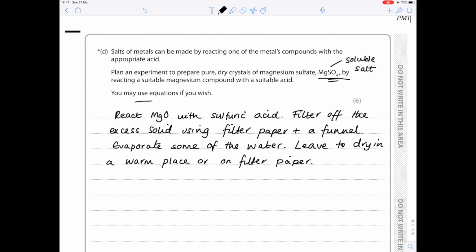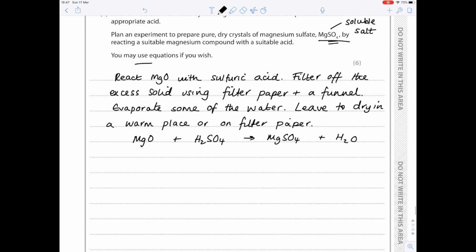Because it doesn't look a very full answer, I'm now going to write my equations. So we're reacting magnesium oxide with sulfuric acid to form the salt, which they've given us the formula MgSO4. Water is produced as a byproduct. Double check to see if it's balanced, and yes, it is balanced.